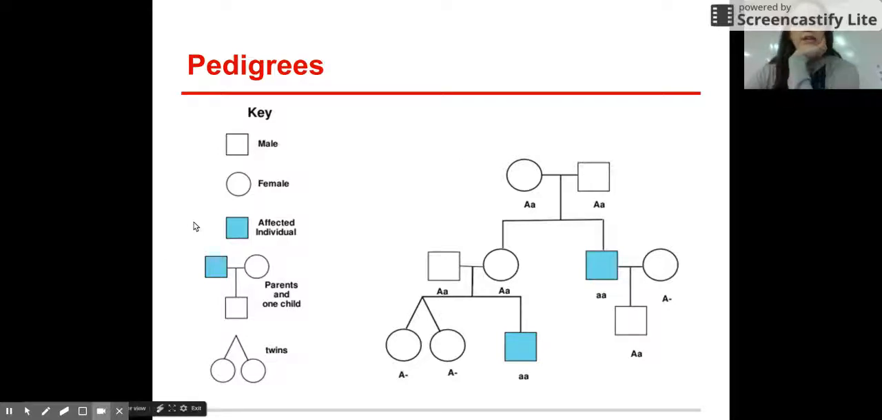So right here, what I need you guys to do is draw this pedigree, and you need to color in these 2 squares, and then you also need to write this key over here. And so you might want to go ahead and pause me and do that really quickly.